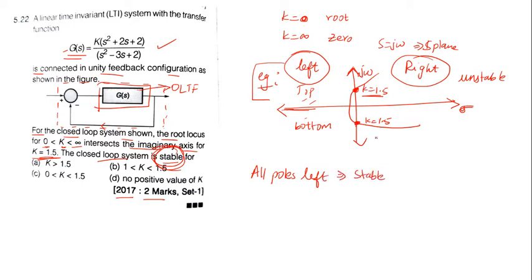Okay, when there is at least one pole on the imaginary axis, we know the system becomes marginally stable. So we know these three conditions: marginally stable when we have poles on the left side as well as on the imaginary axis, it will be marginally stable.